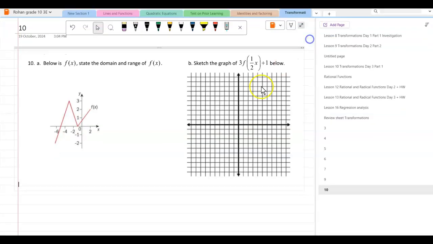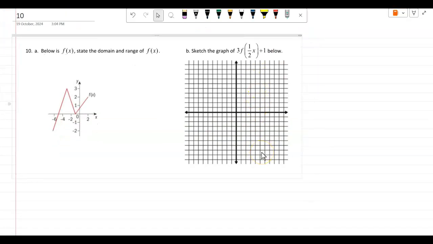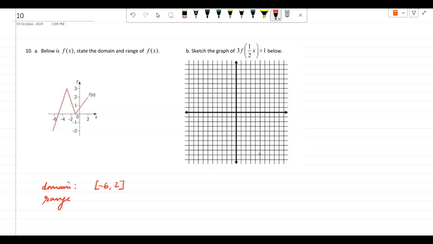Okay. Next one, 10th. Below is f(x). State the domain and range. So what's the domain? Negative infinity. Range: minus 2, comma 3.